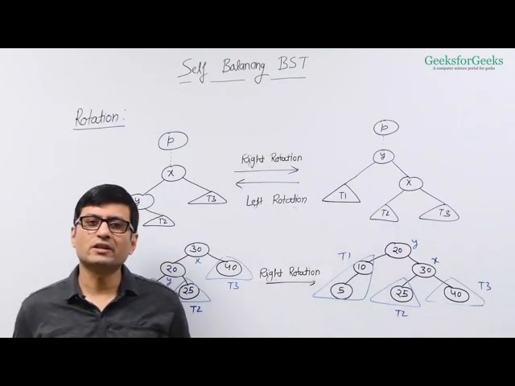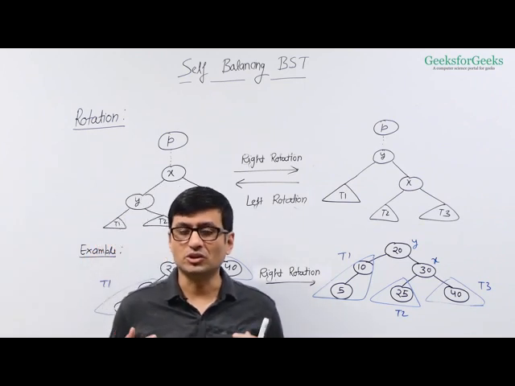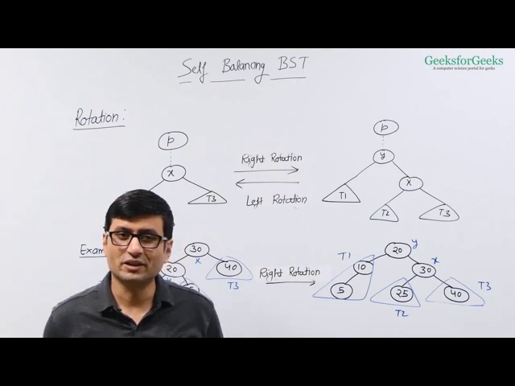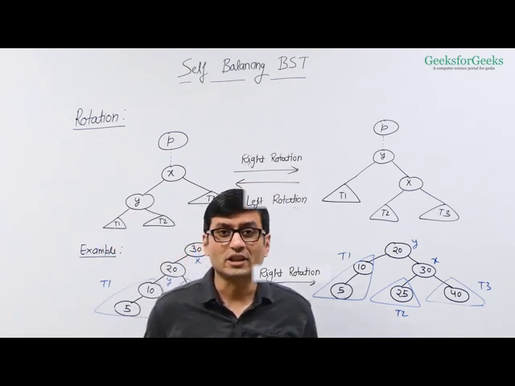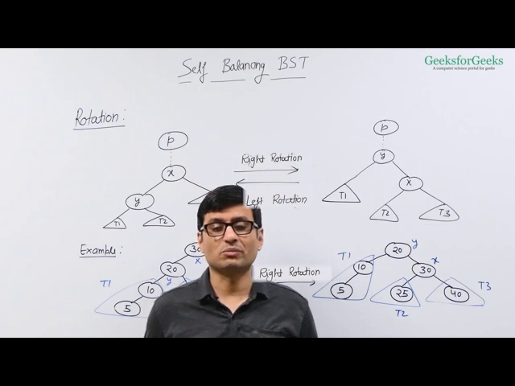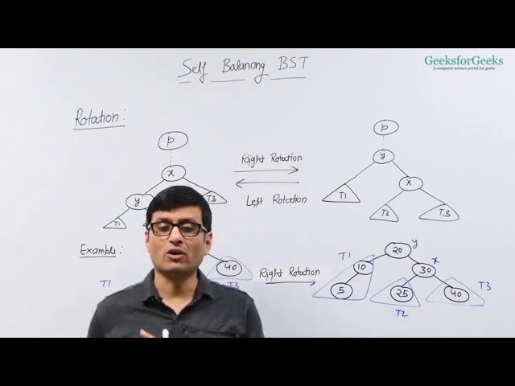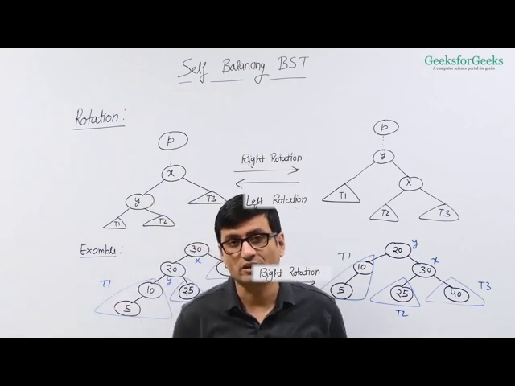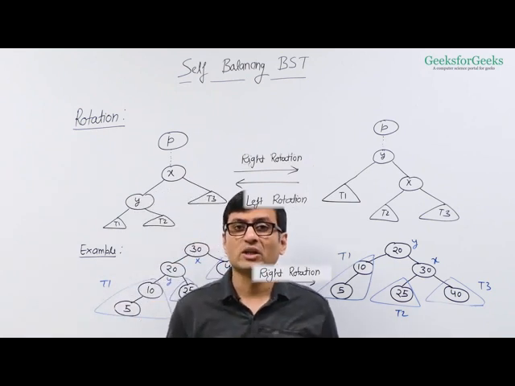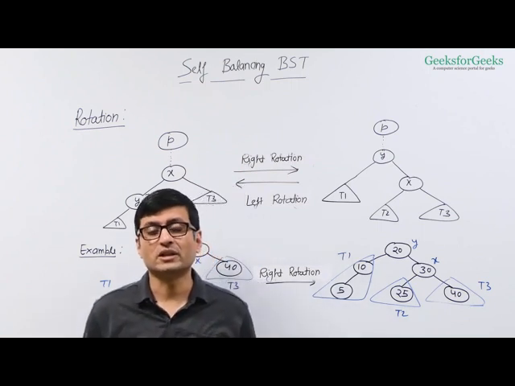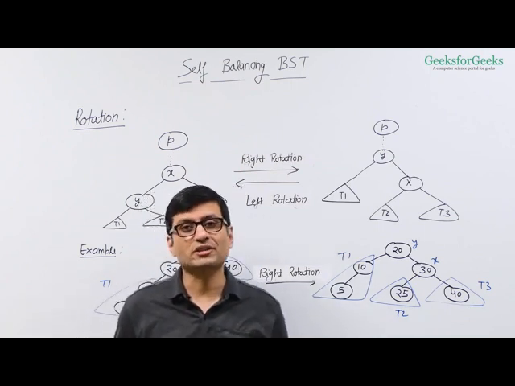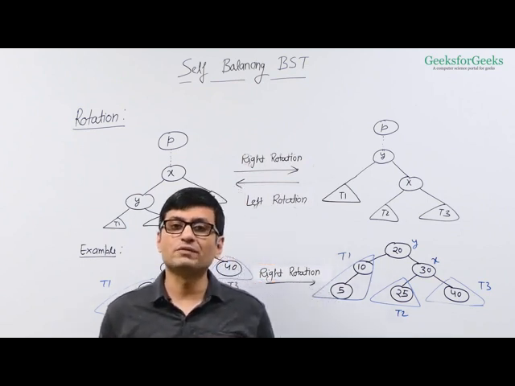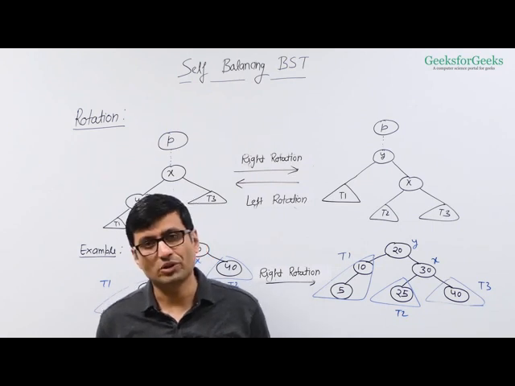The main idea that self-balancing BSTs use is called rotation. Rotation is a great operation. You can restructure the BST without violating the BST property. What is the BST property? All the keys in the left side should be smaller and all the keys in the right side should be greater. Without violating this property, we can restructure the BST. And the great thing is, this rotation is a big O one operation. It requires only a few changes to references or pointers.